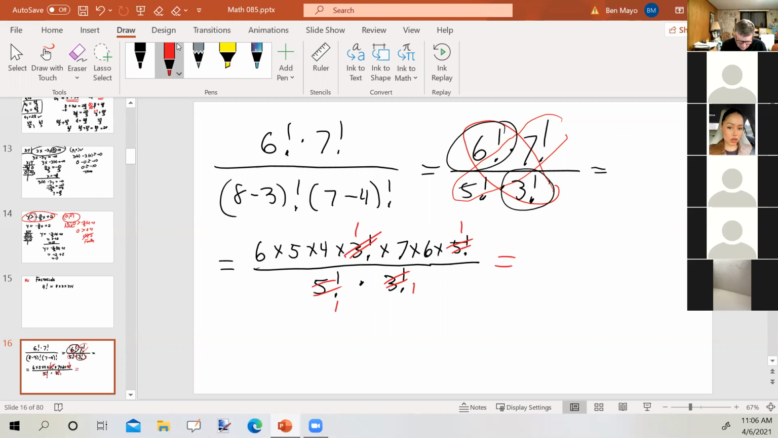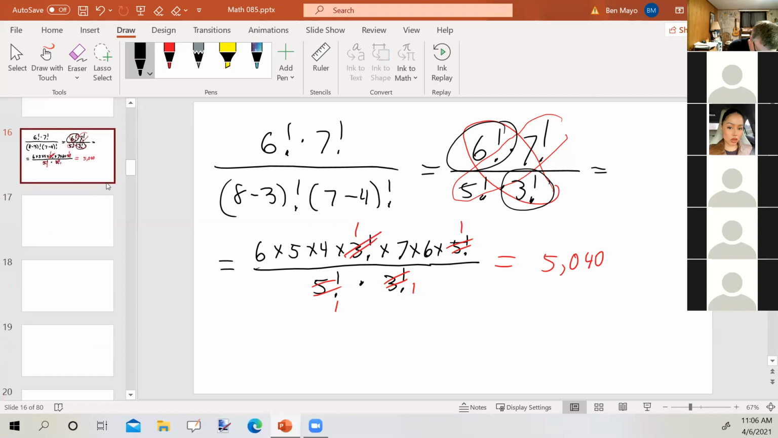Now, the denominator is basically just 1. So in the numerator, I've got 6 times 5 times 4 times 7 times 6, which is 5,040. All over 1, which is still 5,040. You okay with that? Yes. Right. I'm going to do one more here.